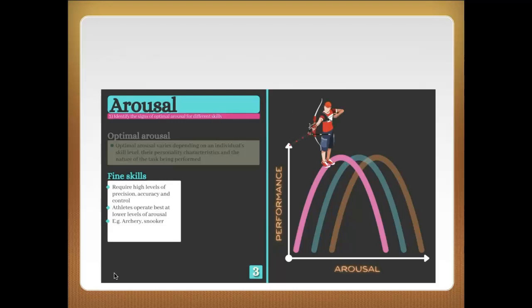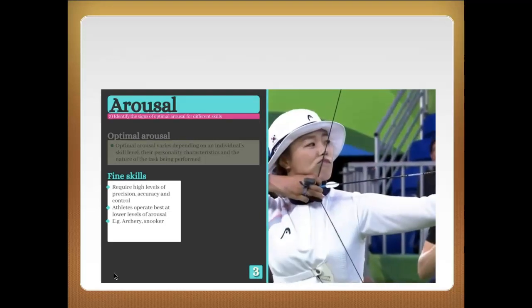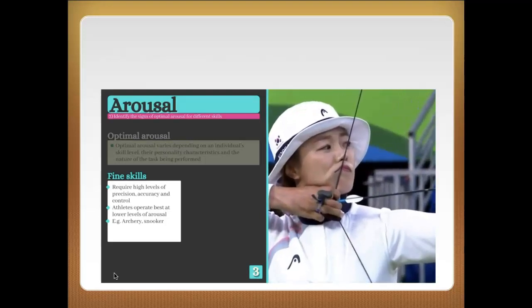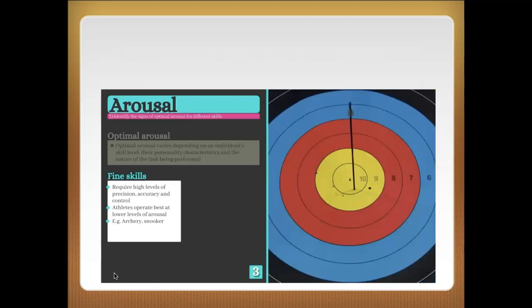For example, activities that require fine skills such as archery or snooker require high levels of precision and accuracy, meaning performers operate best at lower levels of arousal. Too much arousal here may affect their ability to remain calm and produce controlled, delicate movements.